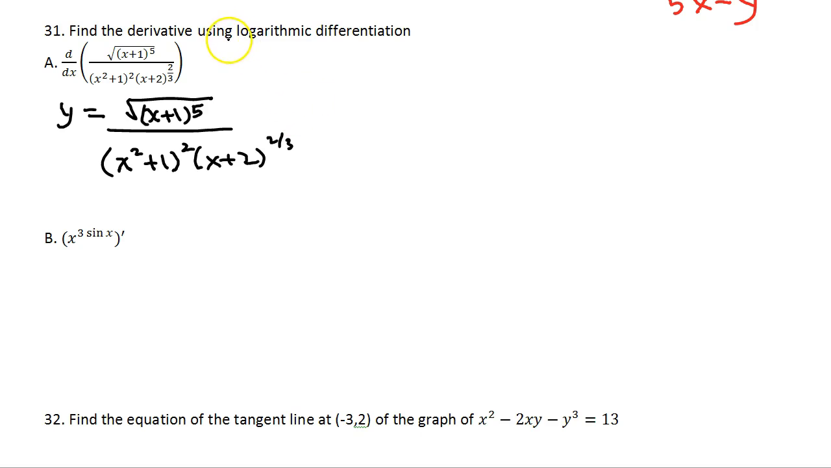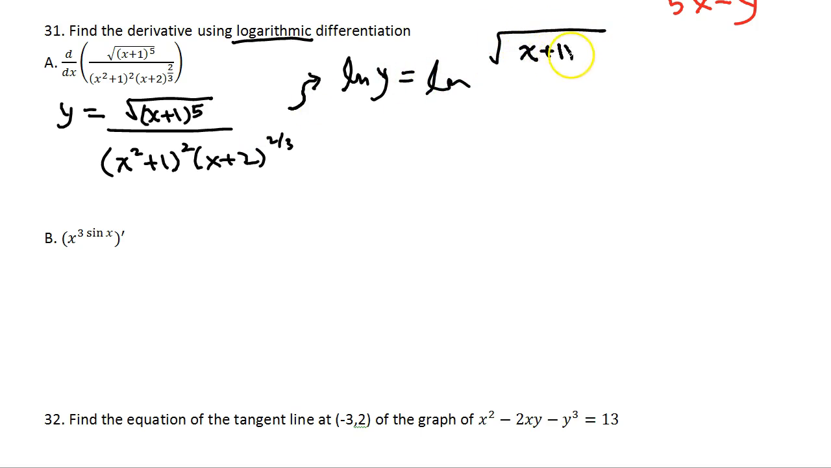Okay, but why is this called logarithmic differentiation? It's because before you take the derivative of both sides, we're going to take log of both sides. So it's ln of y equals ln of this crazy fraction, (x plus 1) to the 5th power over (x squared plus 1) squared times (x plus 2) to the 2/3.